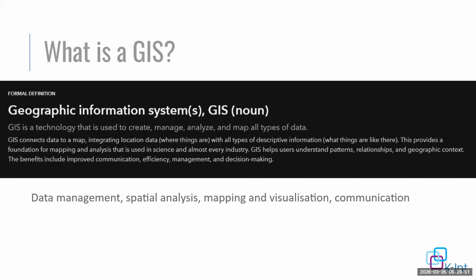So we'll take a step back. I'm sure many people in this room know what a GIS is, but if you don't, that's fine. I thought let's find out what Esri's formal definition of a GIS is. So it's a geographic information system, and essentially what it does is it allows you to connect data to a map. You can use it for data management, spatial analysis, mapping and visualization. But yes, essentially you can store spatial data with some metadata stored in an attribute table. And as this says, it helps users understand patterns, relationships, and geographical context.